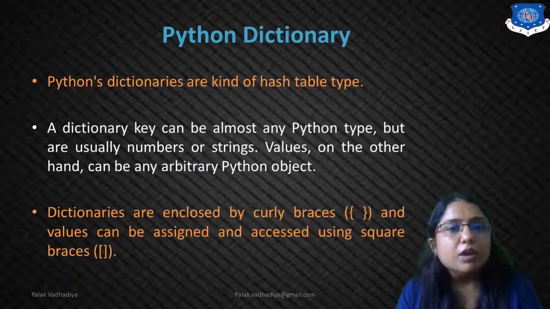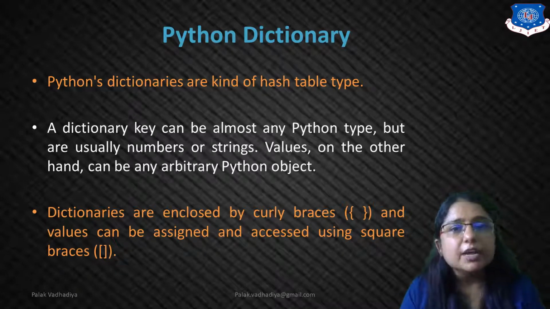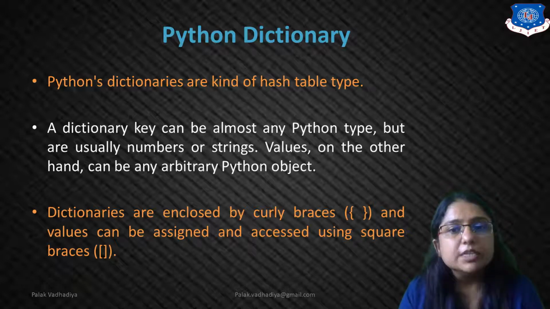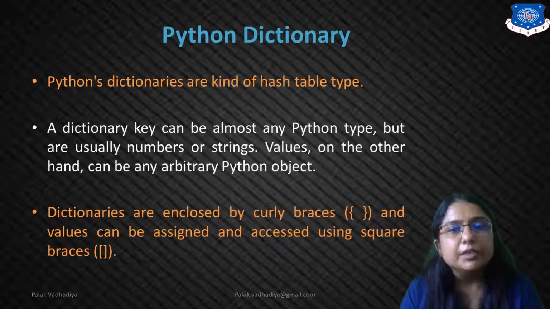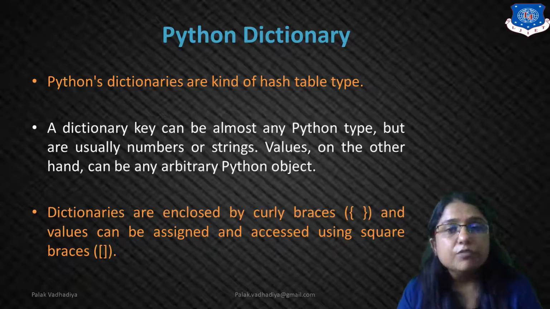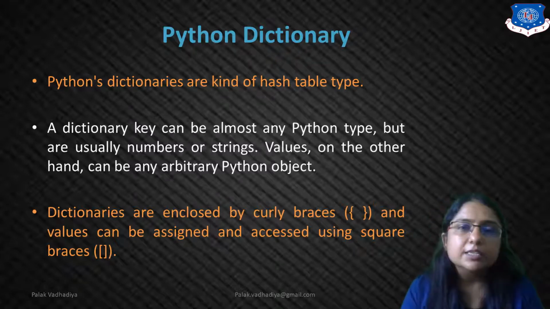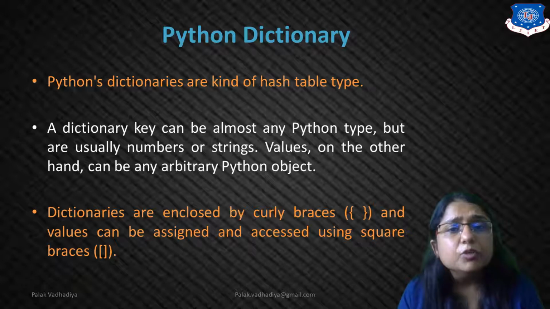Now last is what is a Python dictionary. Python dictionaries are kind of the hash table type. The dictionary key can be almost any Python type, but it's usually a number or string. The values, the other end, can be an arbitrary Python object. For a dictionary, you have to use the curly brackets, and the values can be assigned and accessed using the square brackets.